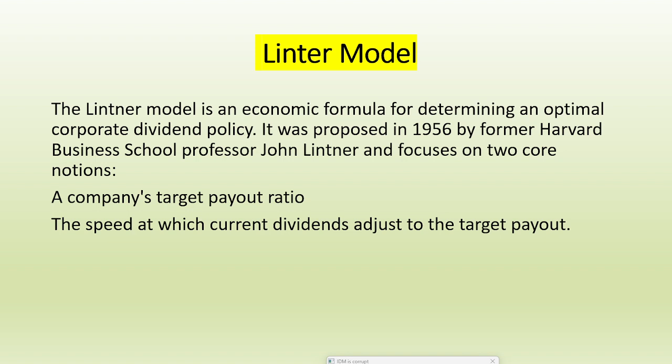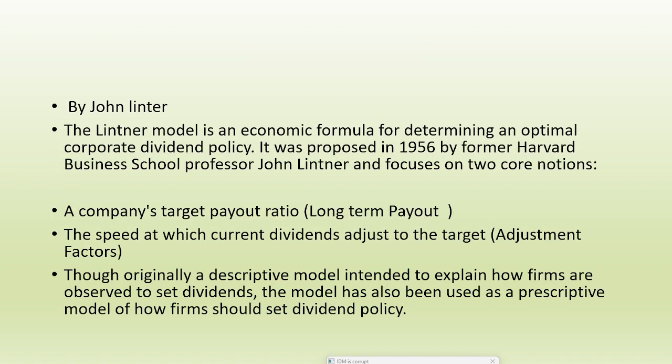It was proposed in 1956 by the former Harvard Business School professor John Lintner and focused on two notions. First, the company's target payout ratio, and second, the speed with which current dividends adjust to the target payout. The Lintner model is an economic formula for determining the optimal corporate dividend policy.